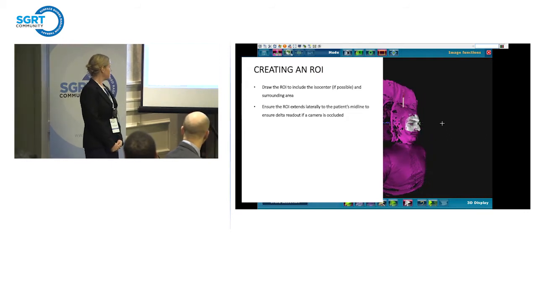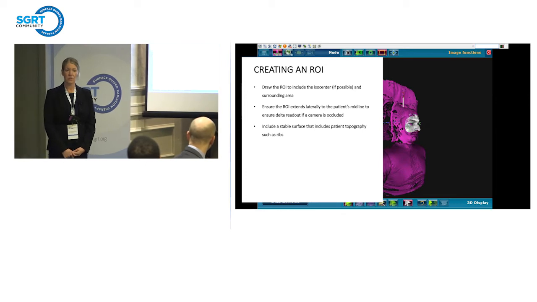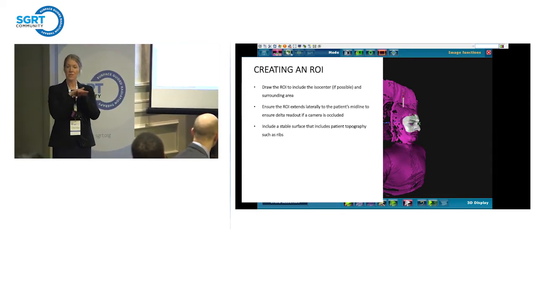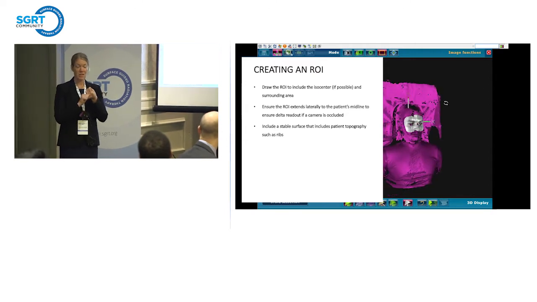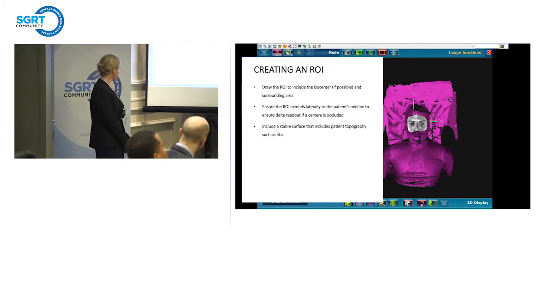Next, you want to include a stable surface of your patient and include some topography. For a good ROI to match properly, you want to include some good topography, or somewhere to anchor your ROI. Some examples would be to include the patient's rib cage, maybe some clavicles. Those are good things to add in your ROI.